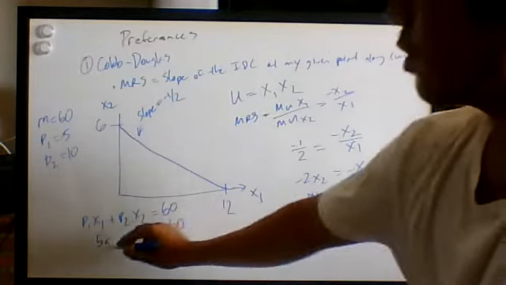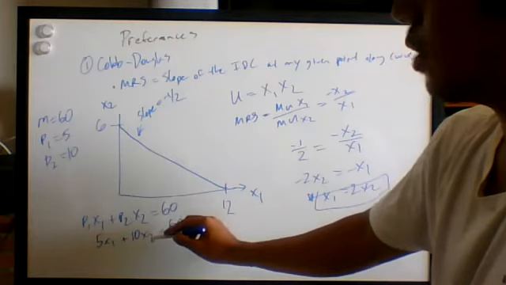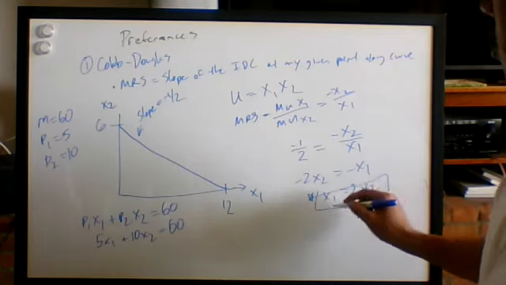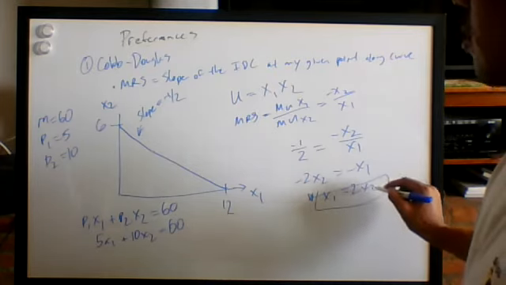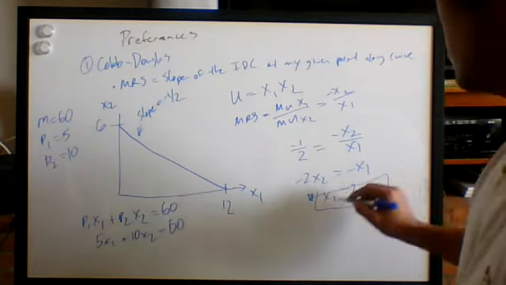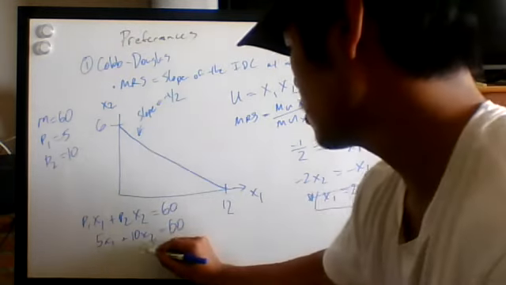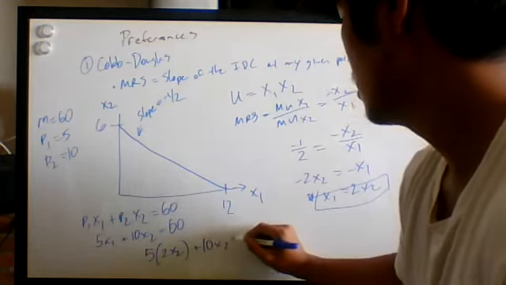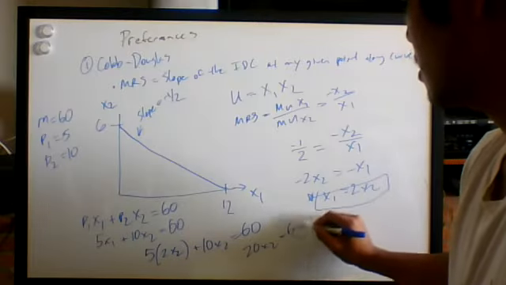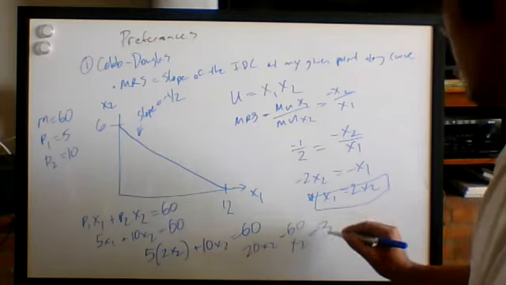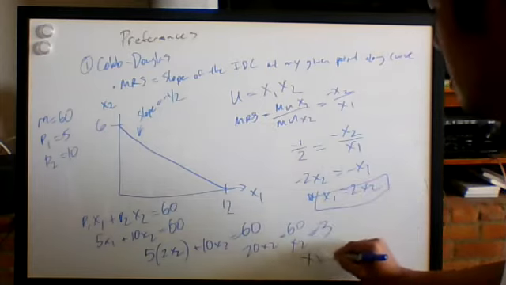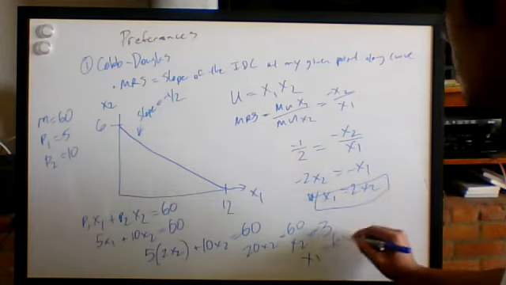I still don't know what x1 and x2 are, but I know the relationship between those two. You see how I have x1 is equal to 2x2? What I can do is sub this in for the value of x1 right here, so that I get 5 times 2x2 plus 10x2 is 60. This yields 20x2 is equal to 60, which means x2 is equal to 3. And because I now know what x2 is, I know what x1 is: x1 is equal to 6.